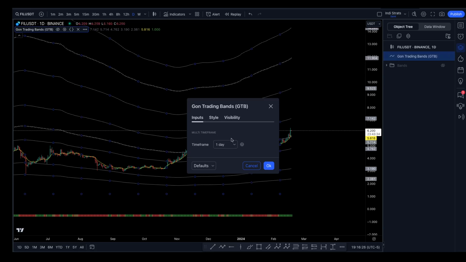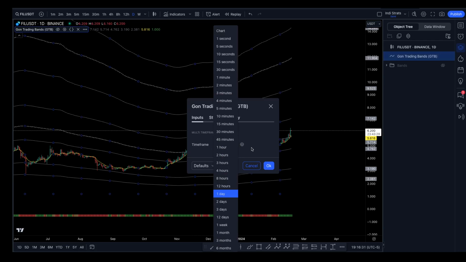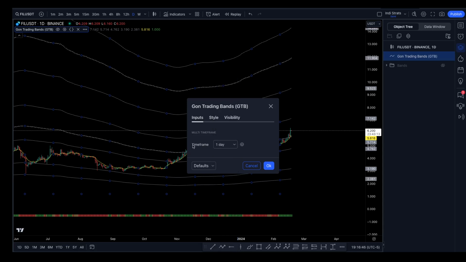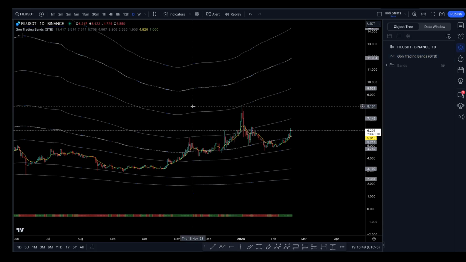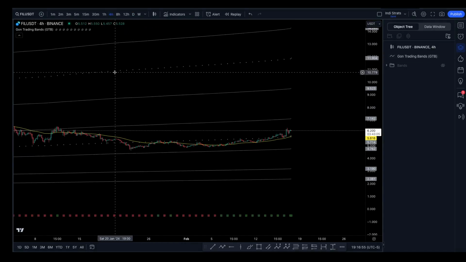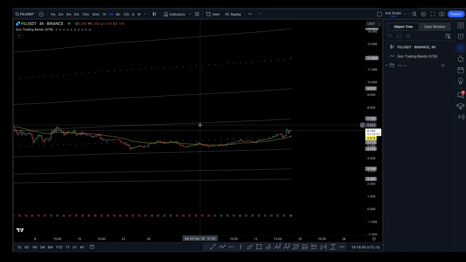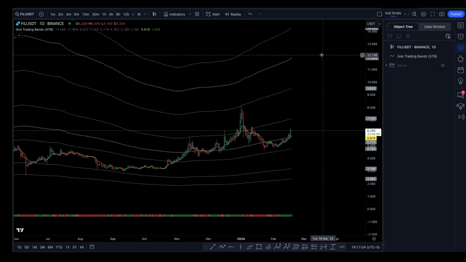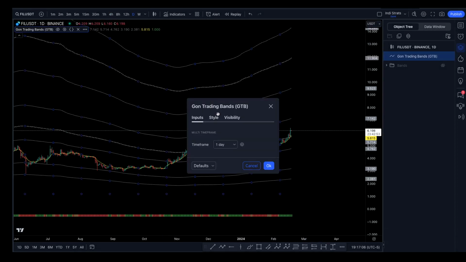You may have more accuracy or better results with different time frames on certain crypto assets or different asset classes. But as a rule of thumb, the 1 day time frame will give you the highest accuracy entries and targets for crypto assets. And the time frame being fixed simply means that even if you jump down to the 4-hour time frame on your chart, the Gon Trading Bands will still show you levels based on the 1 day calculation. So you can always adjust and experiment with that as you like.